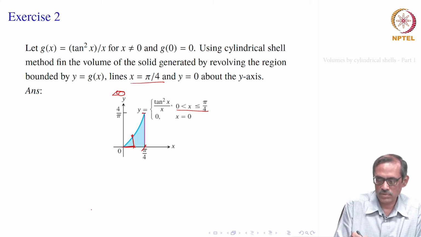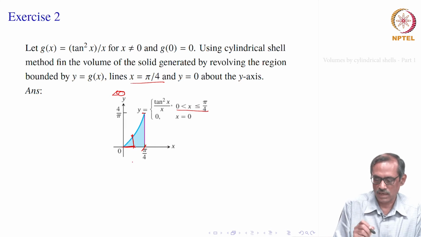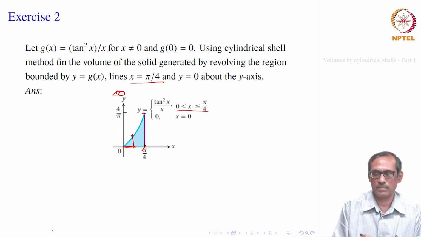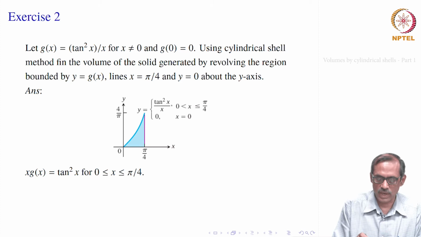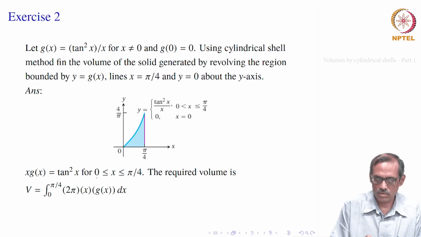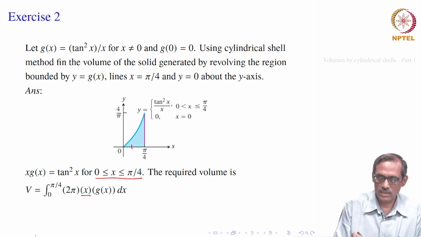So, it is x times that g x, if that is g of x, it is x times g of x into 2 pi integral. The integral should be from 0 to pi by 4, that should be the volume. Okay. So, let us see, this x g x is tan square x for 0 to pi by 4. So, the required volume is integral 0 to pi by 4 of 2 pi x, which is the radius of the shell, and g of x, which is the height of the shell, times dx.